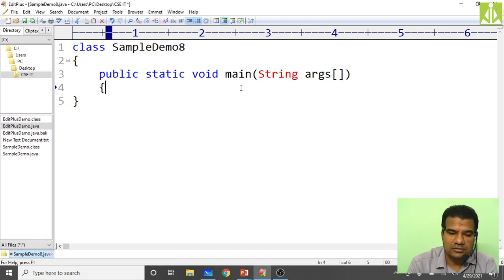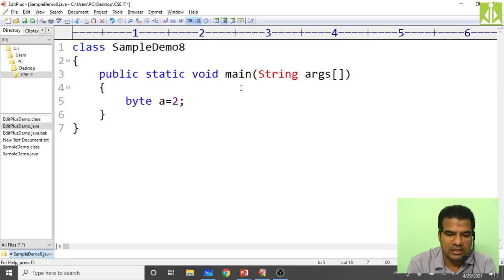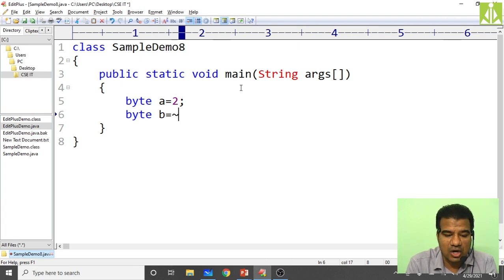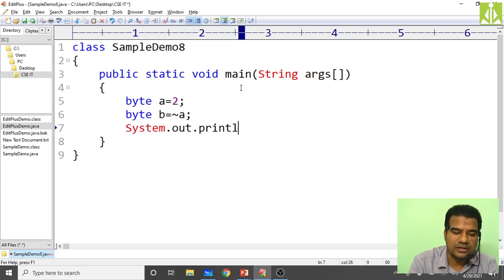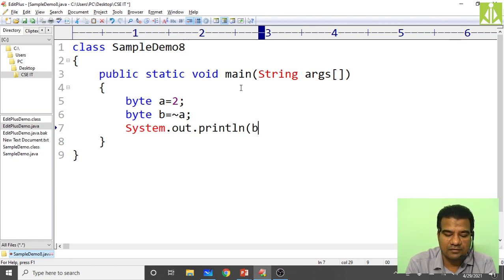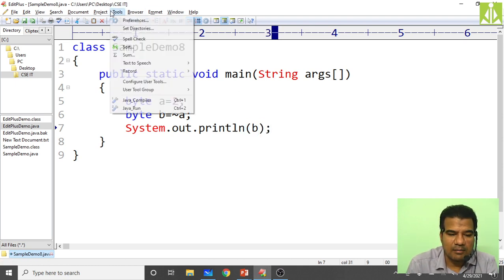As I said, take byte a equals 2, as we have taken in our example. Then take another variable, byte b equals negation. How do we apply it? Not, like this, bitwise not of a. Now print the value: System.out.println of b. That's it. Now save this one and compile it.